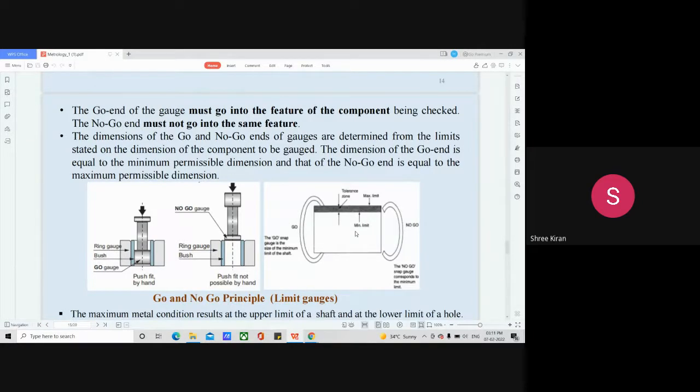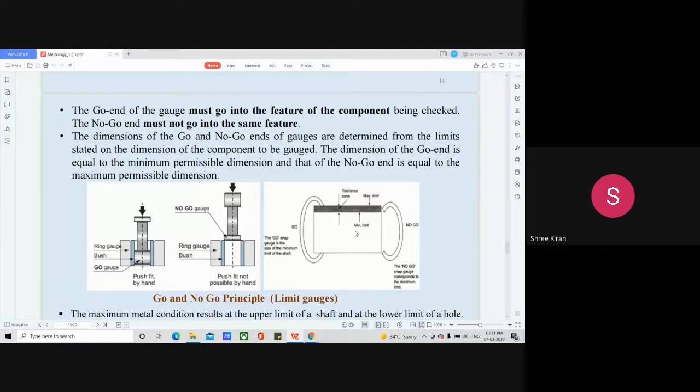In the case of go limit, it refers to that limit of the two limits of size which corresponds to the maximum material condition, that is the presence of the greatest amount of material permitted at a prescribed surface. That's what happens.